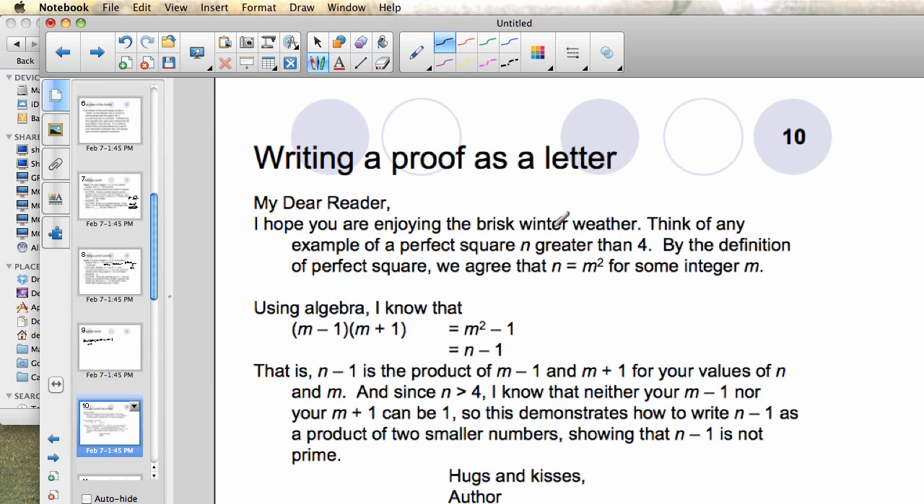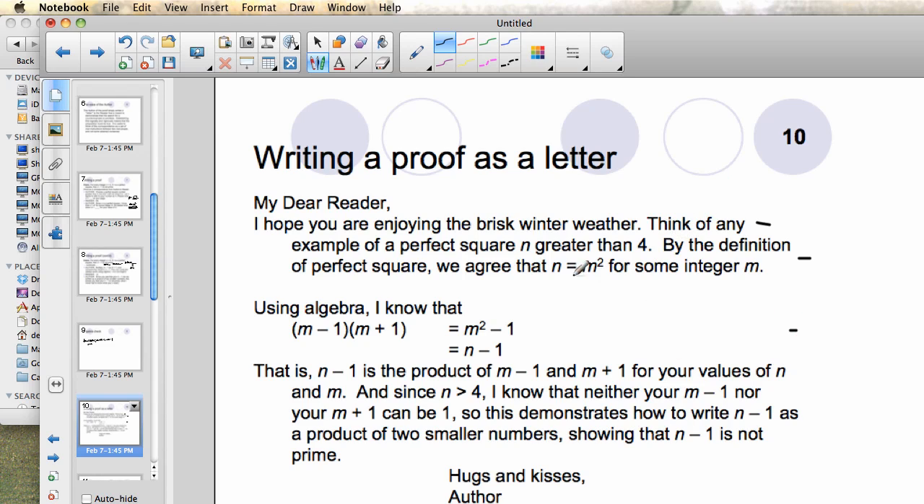So this is the way that it actually looks in the book. Again, we write it as a letter to this person, the reader, who is skeptically looking for a counterexample to the statement. You can see all the phases of what I talked about. I start off thinking of any example satisfying the hypothesis. I'm saying what I know about that because of it satisfying the hypothesis.